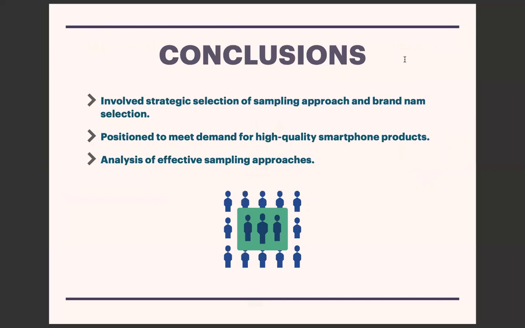So in conclusion, by strategically selecting a combination of stratified sampling and purposive sampling for market research and naming our smartphone product line Tech Connect, I have positioned ourselves to meet the growing demand for high-quality mobile devices. With a focus on technological connectivity, innovation, and user experience, I am confident that our smartphones will provide customers with an exceptional digital experience. Thank you for your time, and I look forward to the success of our imported smartphone product line.